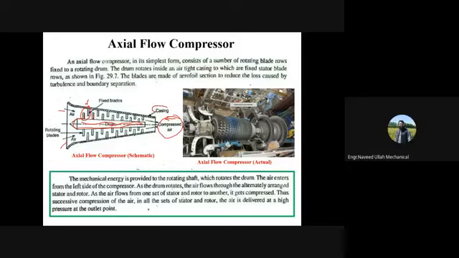Later on we will discuss degree of reaction. The more the air is in contact with the rotor, the more kinetic energy is converted to the fluid. In this way you can have more pressure from the axial flow compressor, right?